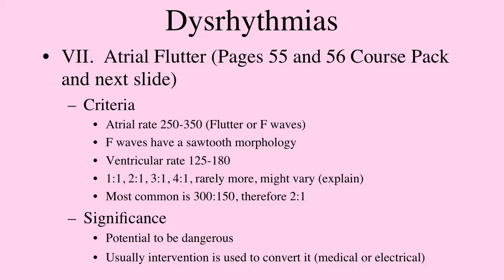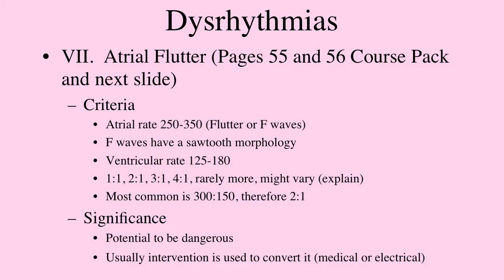So if you look at this on page 55, you can see at the top that the baseline is what is often called a sawtooth baseline. And then you can see other examples of that too. The atrial rate, which is the flutter wave or F wave, is very fast, and the F waves have a sawtooth morphology. The ventricular rate is generally a lot slower at about 125 to 180, and this is good because you want a slower ventricular rate.